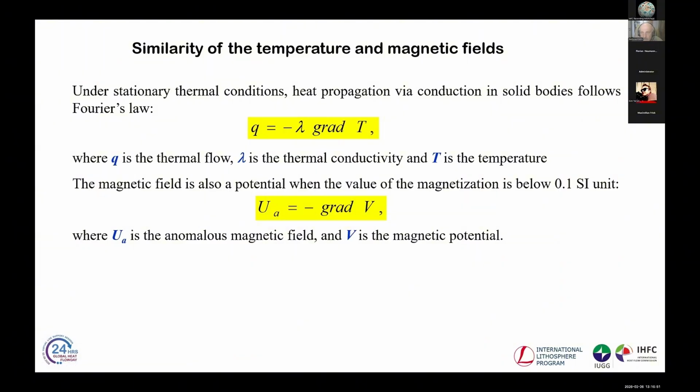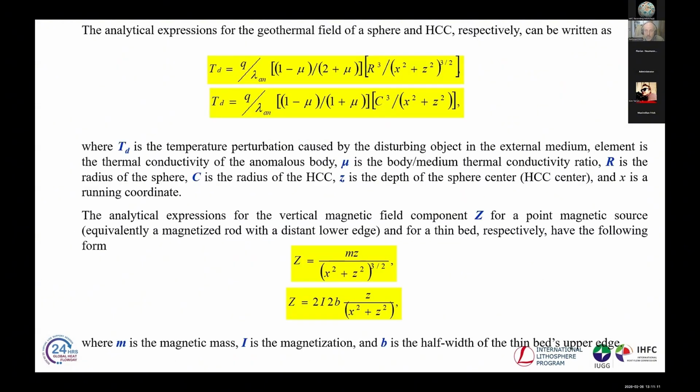Similarity of the temperature and magnetic fields. This similarity is well known: for temperature we have the Fourier law, and for the magnetic field we have the Poisson law. So we have a theoretical similarity in this field. And we also have, for instance, a similarity for some interpreting model for the Z component in the magnetic field and for the temperature component from anomalous bodies.